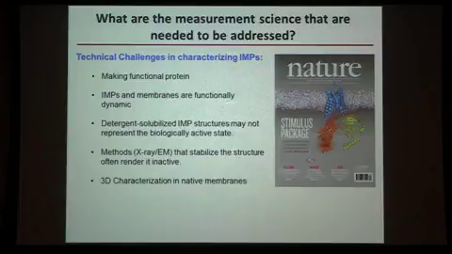So you have to understand their full function. You need to understand how they're dynamically moving, in addition to what these sort of snapshot crystallographic pictures can show us. So the other thing is detergent solubilization can sometimes trap a state that's not particularly active.